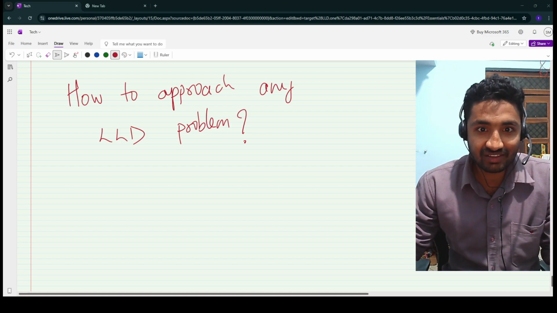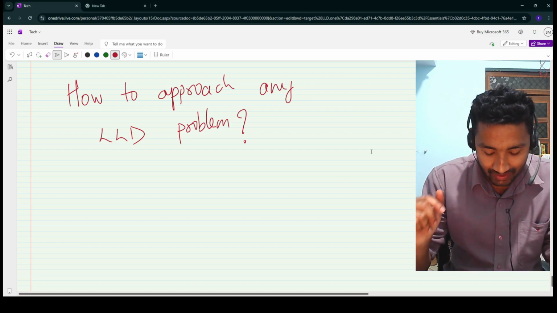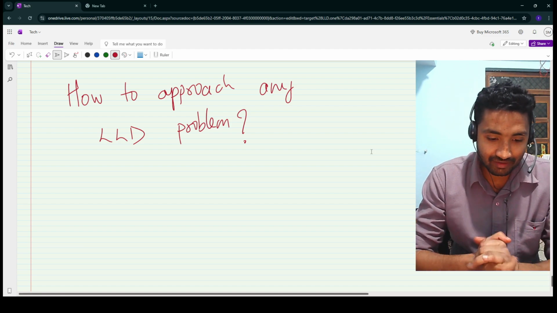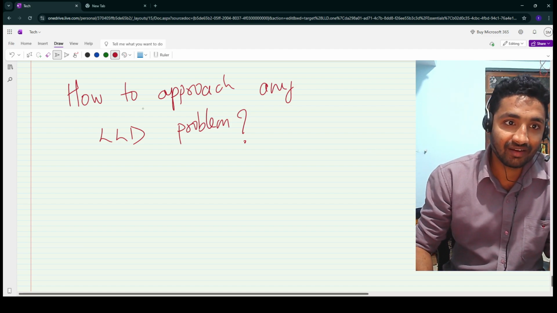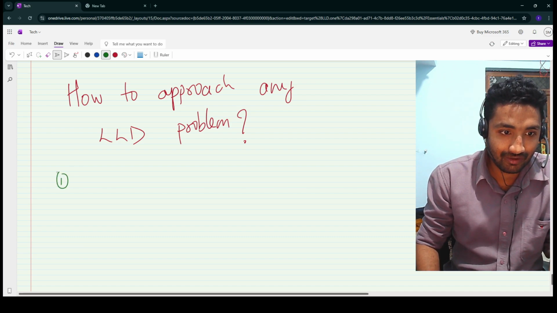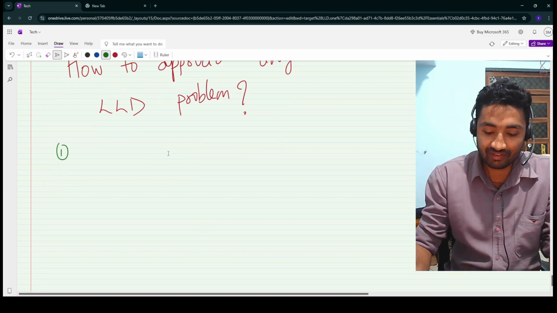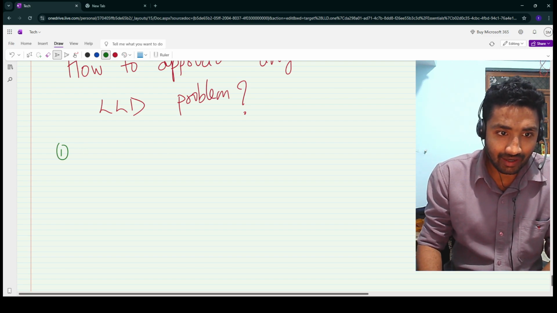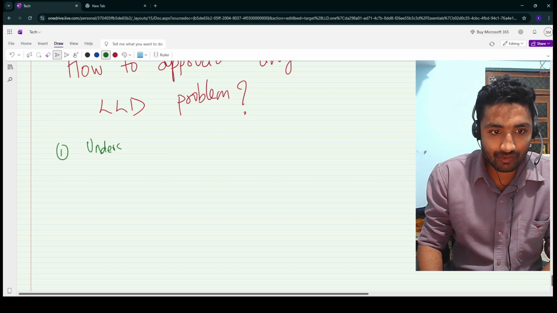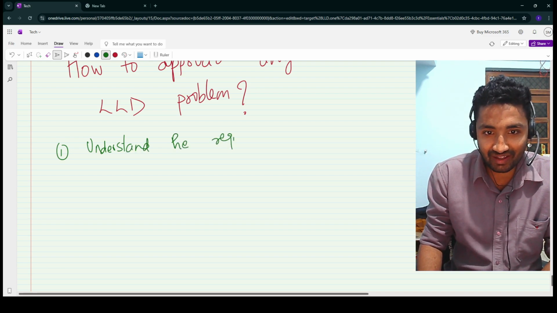So let's just see this, how to approach any LLD problem. So क्या है आइडिया, राइट? सो पहला आइडिया तो ये, the first thing is few points, right, जो हमको ध्यान देना है whenever you are asked. So first thing is understand the requirements, as simple as that.